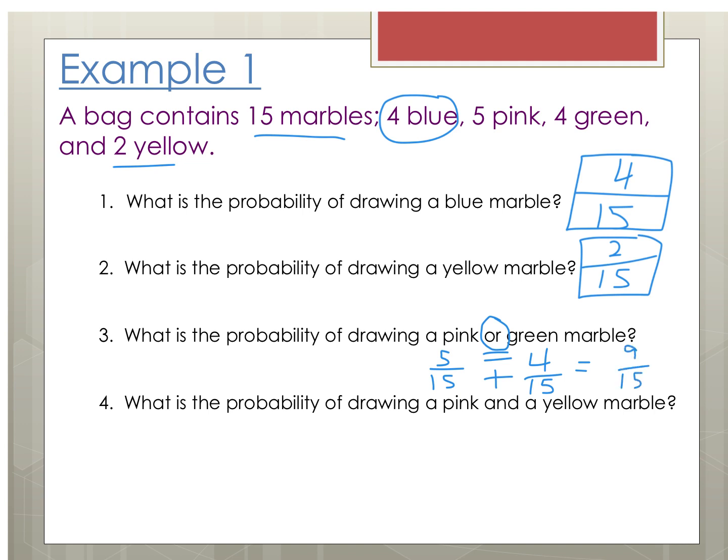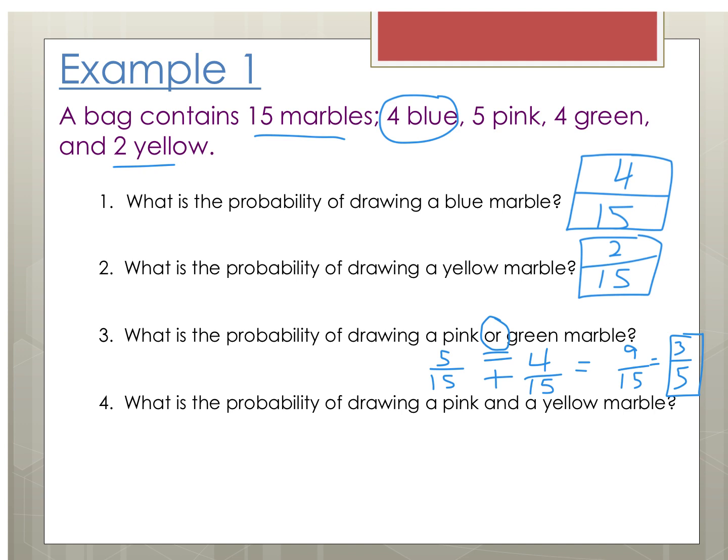And I believe this fraction can be reduced. All right, both of those numbers are divisible by 3. So if I divide a 3 out on top and bottom, it looks like I get 3/5 would be that fully simplified. Last question, it says, what's the probability of drawing a pink and a yellow marble?